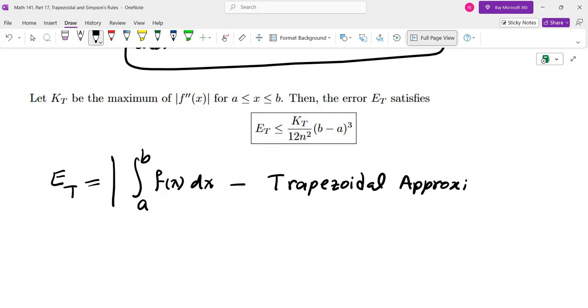So if you take that error, the error is always going to be less than or equal to K sub t, where K sub t is the maximum of the absolute value of f double prime, over 12n squared, times (b minus a) cubed. So this tells us that as you make n large, your error is going to become small, of order 1 over n squared.